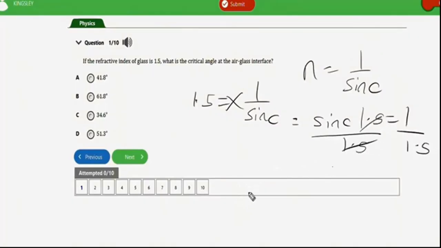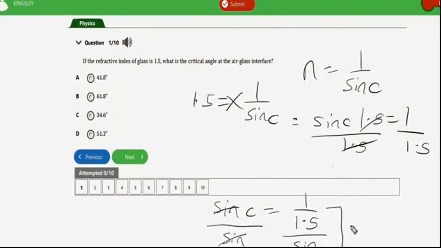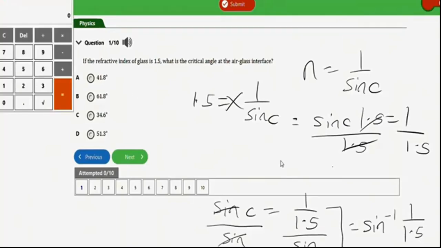So you're now left with sine C equals 1 over 1.5. Okay, so to make C the subject now, divide both sides by sine. So C will be equal to, another way you can express what you have here is, sine inverse of 1 over 1.5. So on my scientific calculator, when you punch sine inverse of 1 over 1.5, you're going to get 41.8 degrees.